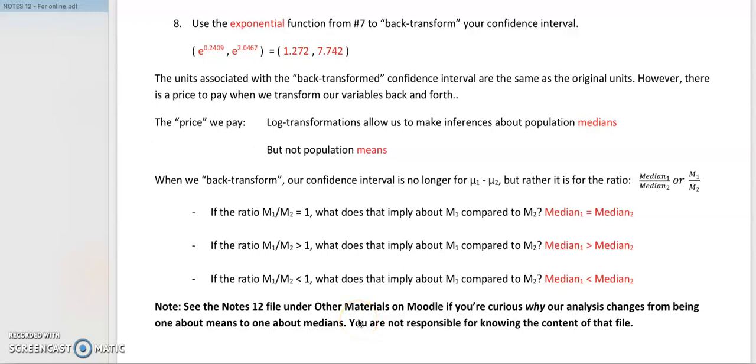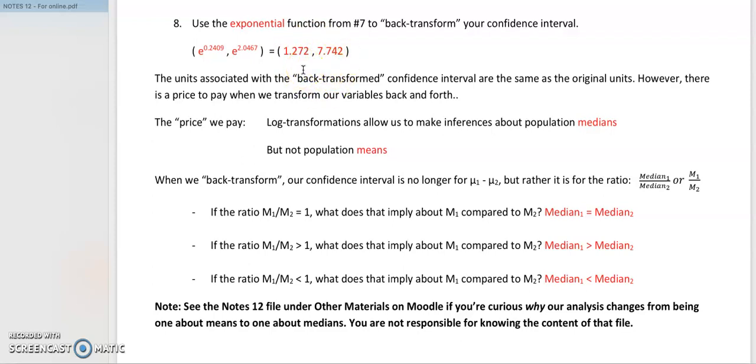In part 3, we saw that if we used a transformed variable to create a confidence interval, at the end we wanted to back transform that interval so that we could interpret it in terms of the original units that our data was measured in. And what we ended up talking about was this idea that this new interval was going to talk about population medians instead of population means.